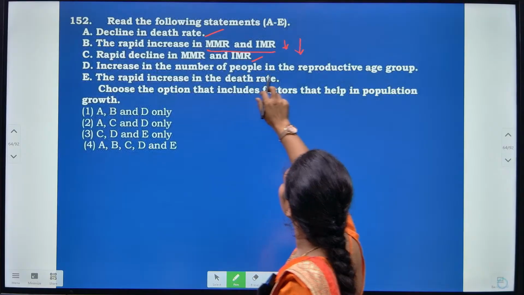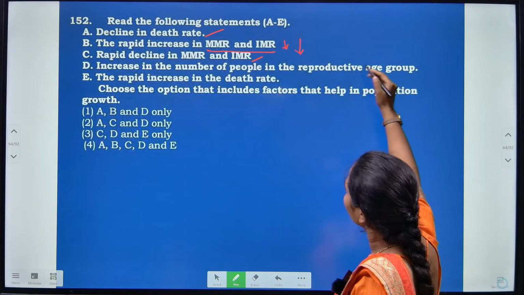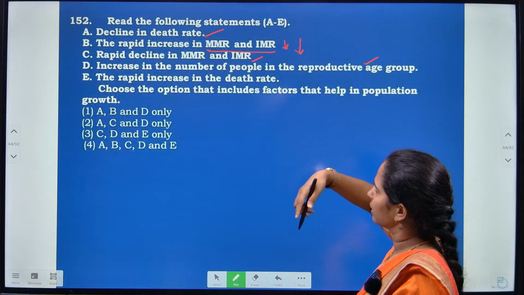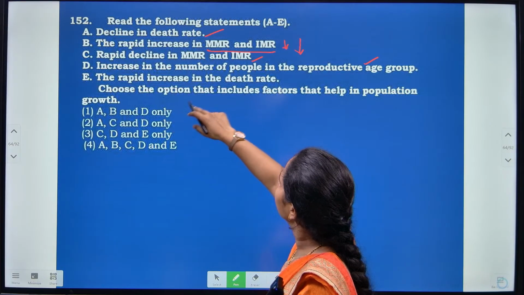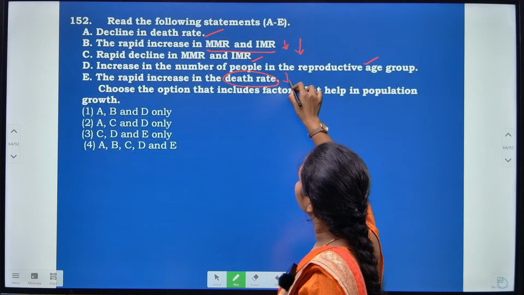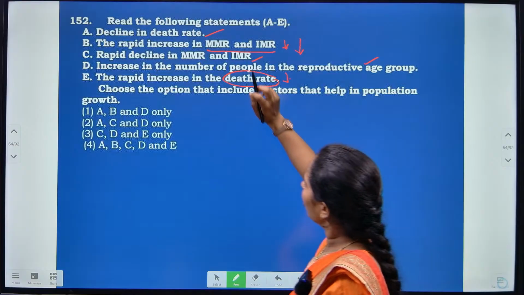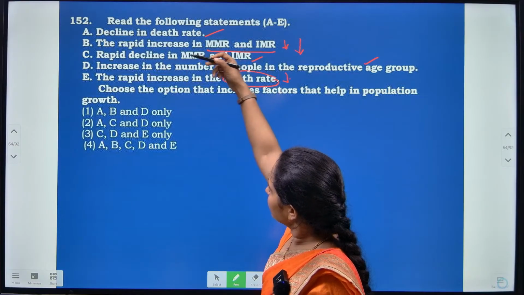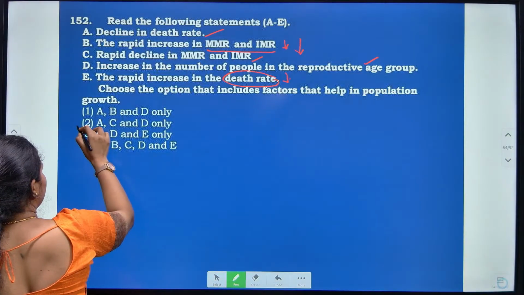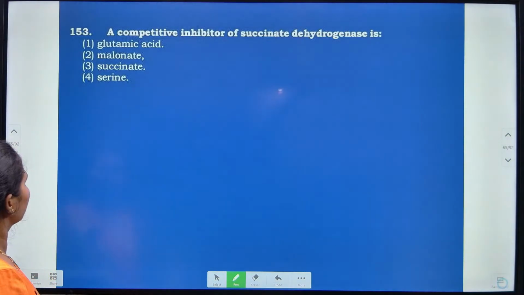Increase in the number of people in the reproductive age group, and yes, it is also right here because they will help in increasing the population. And the rapid increase in the death rate, there should be no increase in the death rate, there should be a decrease in the death rate here. So A, C and D are the right options here. A, C and D, that is option 2 is right here.